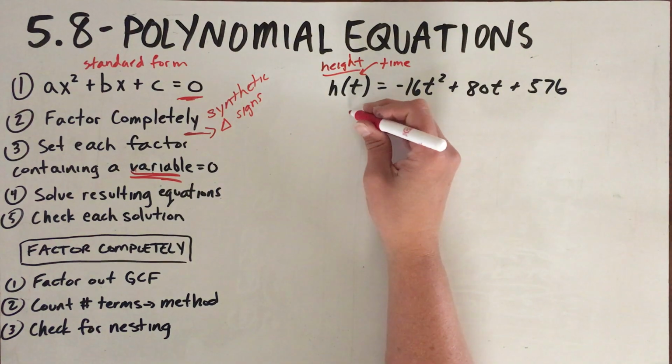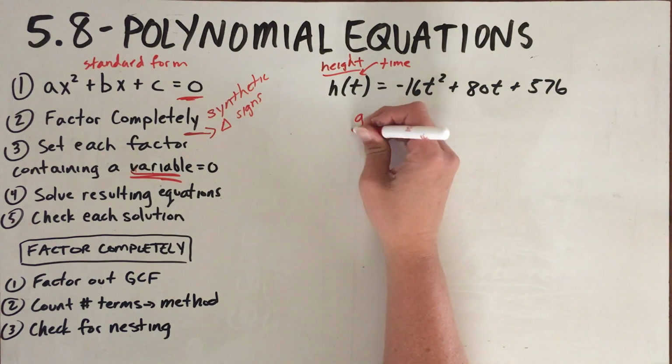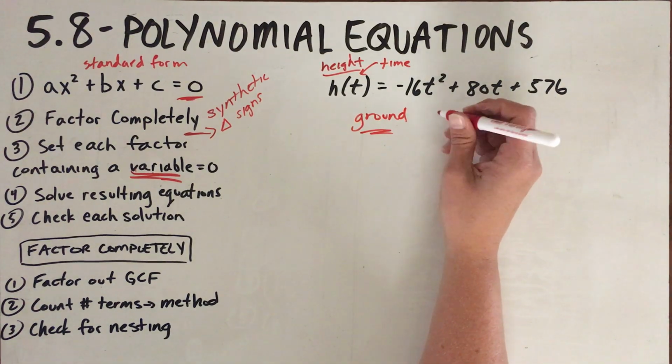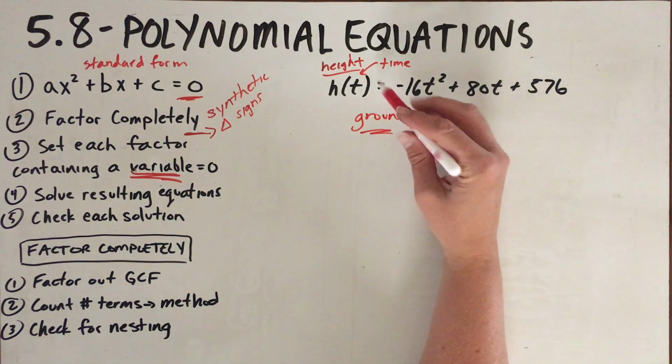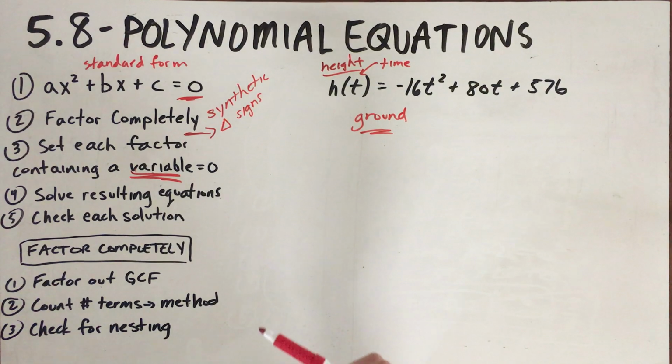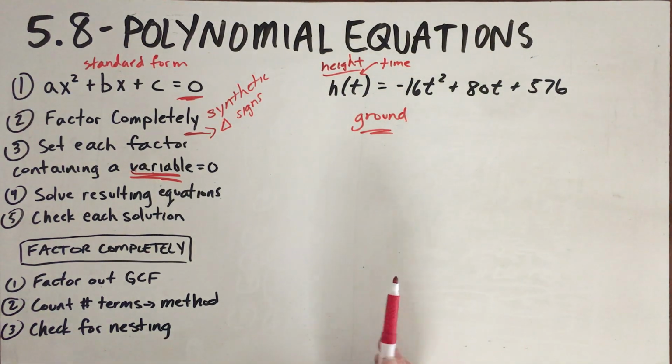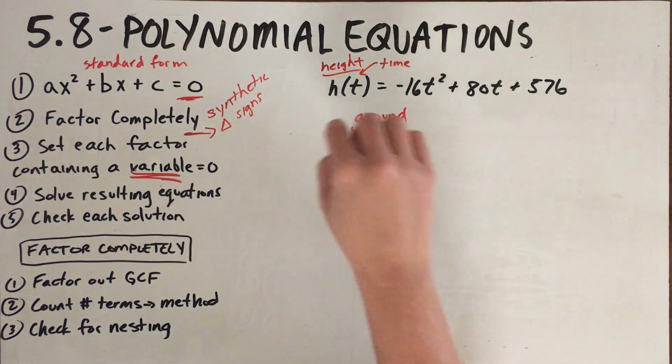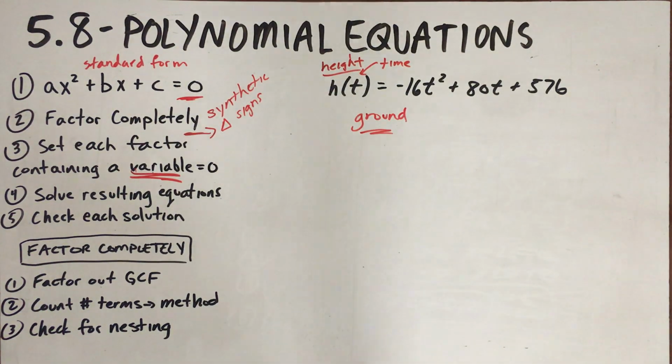When they say hits the ground, well, the ground is at 0 feet. So we are asking how long will it take, in seconds, for the height of this object to be 0? Because right now it's 576, and then you go and chuck it, right?